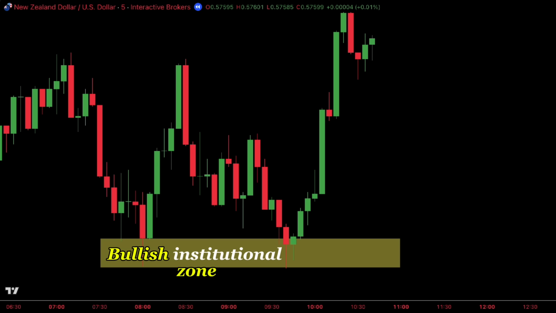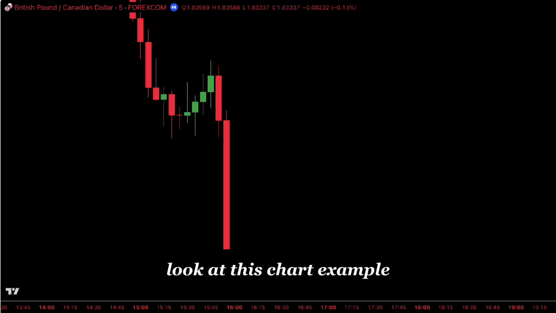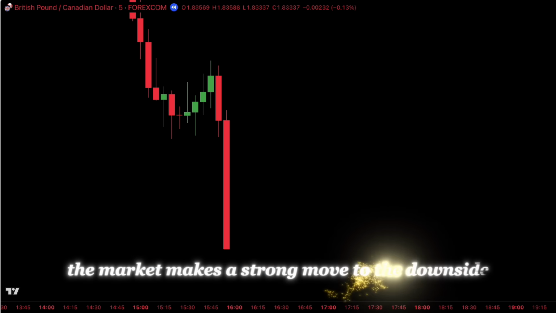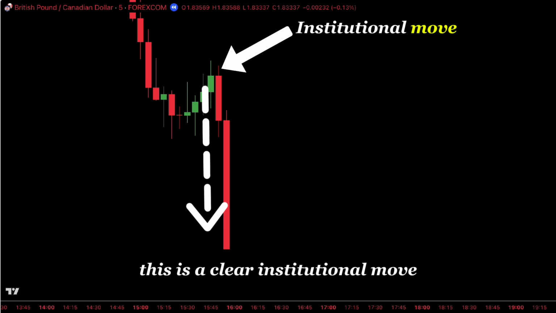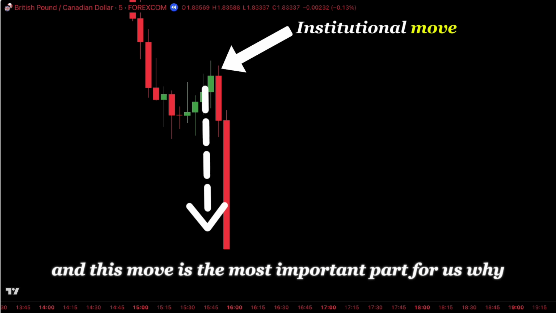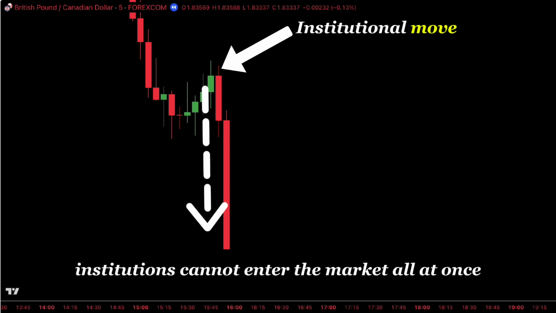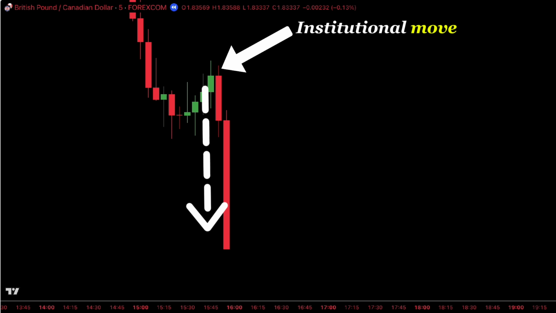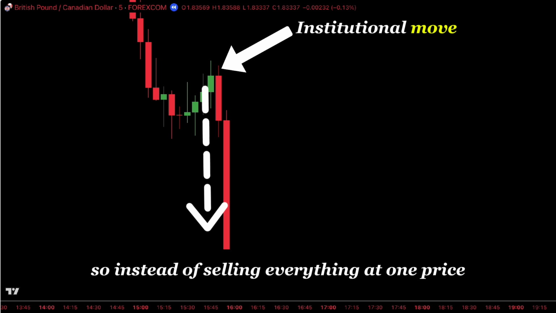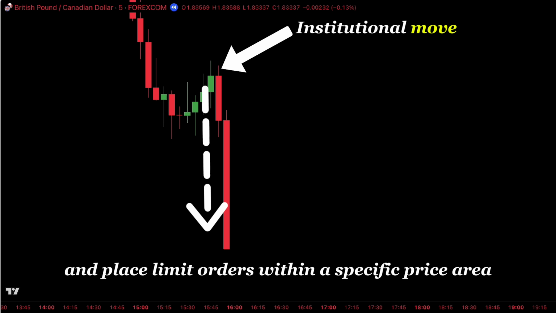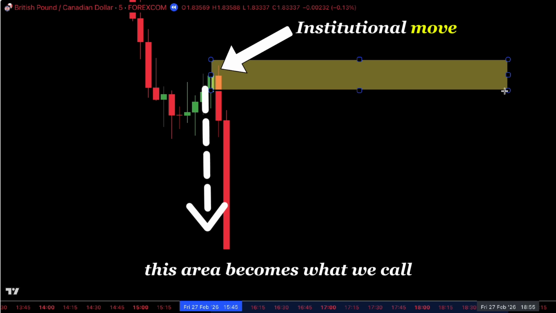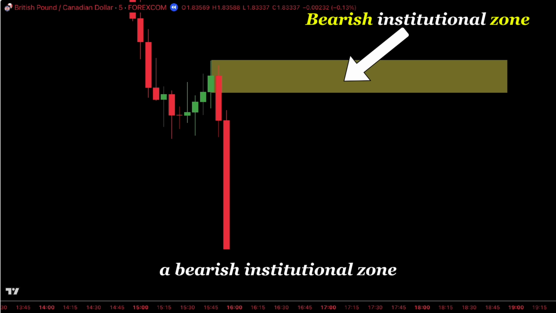Now, how do you identify a valid institutional zone? To answer this, you first need to understand how institutions actually operate in the market. Look at this chart example. As you can see, the market makes a strong move to the downside. This is not a retail move. This is a clear institutional move. And this move is the most important part for us. Why? Because institutions cannot enter the market all at once. They need liquidity. So, instead of selling everything at one price, they build their positions gradually and place limit orders within a specific price area. This area becomes what we call a bearish institutional zone.